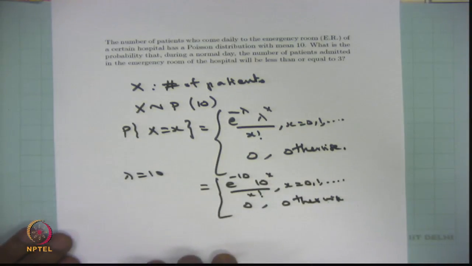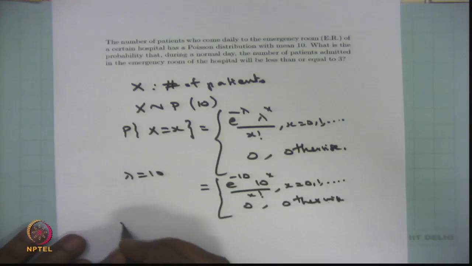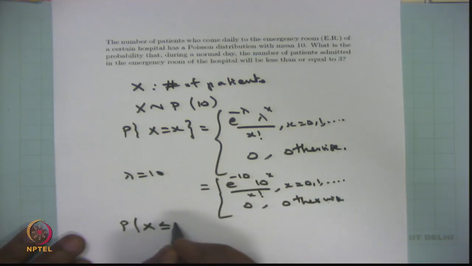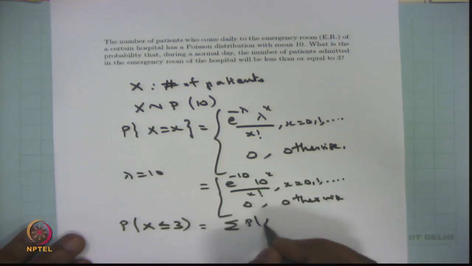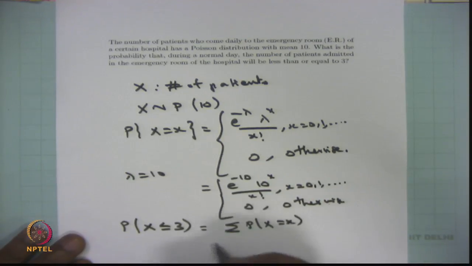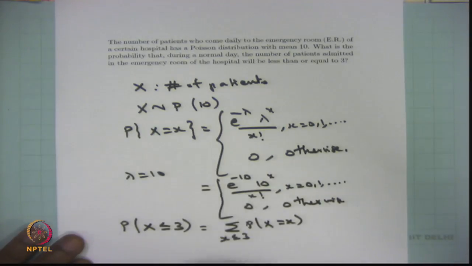So the question is, what is the probability that during a normal day the number of patients admitted in the emergency room of the hospital will be less than or equal to 3. That means you have to convert the given problem into the form P(X ≤ 3). This is the required probability. This is the same as the summation of the probability of X takes a value x, when x is less than or equal to 3.